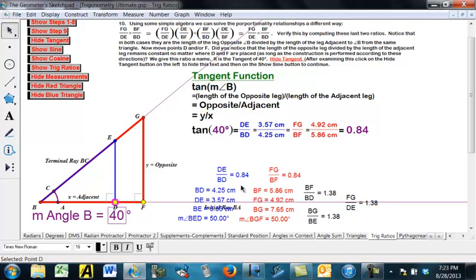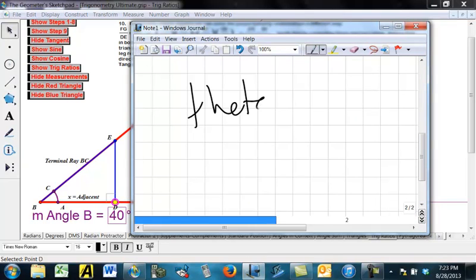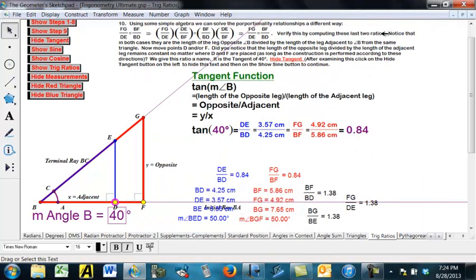Oftentimes we'll use a Greek letter, theta, spelled that way, looks like this. Kind of like an O with a line through it, theta. And oftentimes we'll use Greek letters for angles, particularly theta gets used a lot. So the input is the measure of an angle, and then the output is this ratio. Of course the input is our 40 degrees, and there's the output. So we see that the tangent of 40 degrees is 0.84.